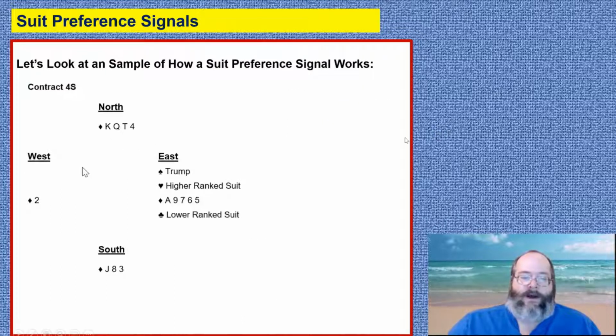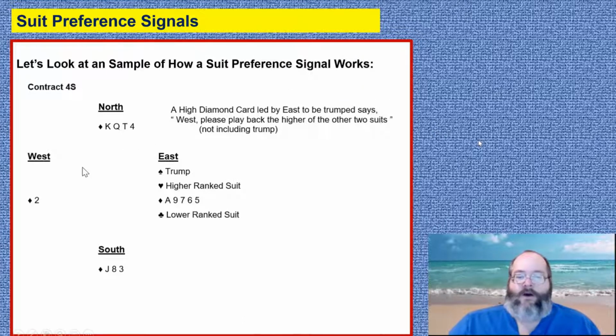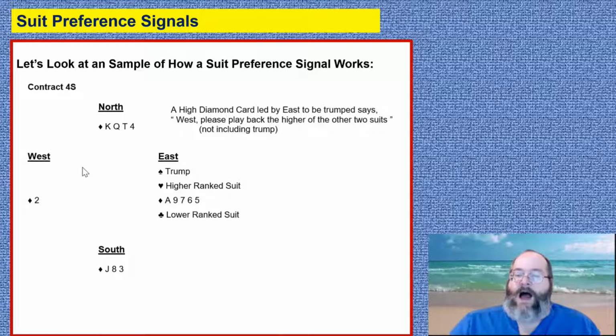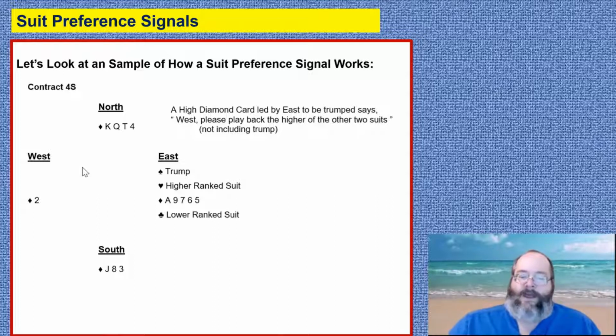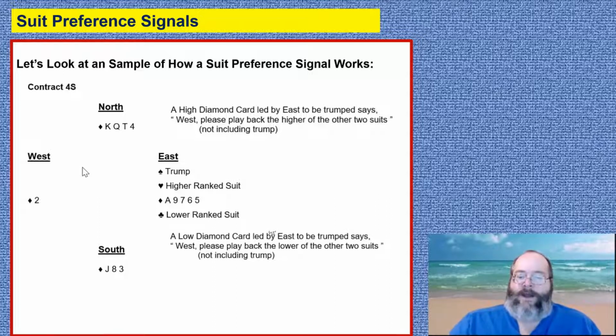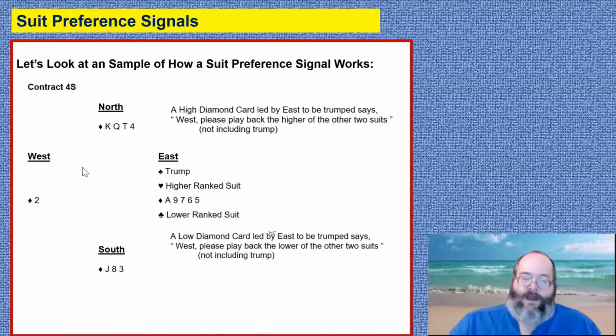A high card led by East says, partner, please play back the higher of the other 2 suits, not including trump. A low card led back by East to be trumped says, West, play back the lower of the other 2 suits, not including trump. So the choice of card here will make a difference as to what you want to do.